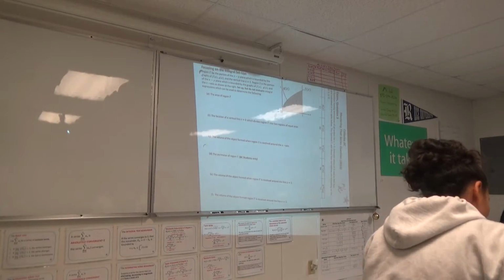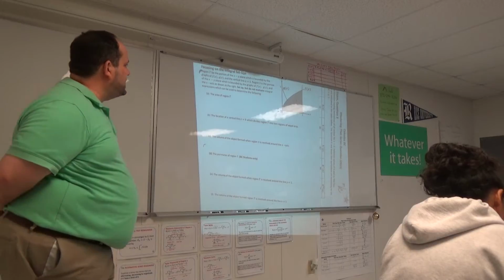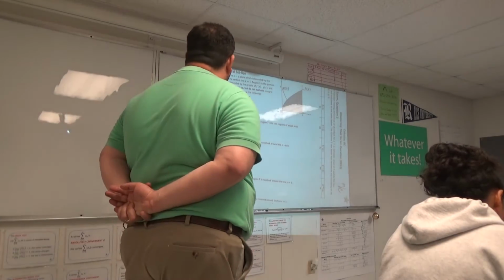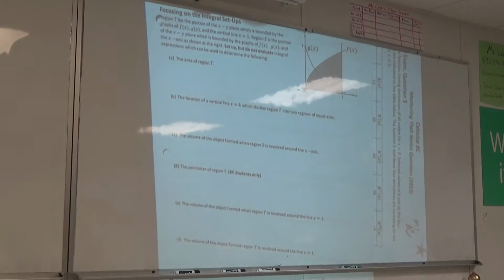Let region T be the portion of the xy plane which is bounded by the graphs of f of x, g of x, and the vertical line x equals 1. Region S is the portion of the xy plane which is bounded by the graphs of f of x, g of x, and the x-axis. Set up but do not evaluate an integral expression which can be used to determine the following.